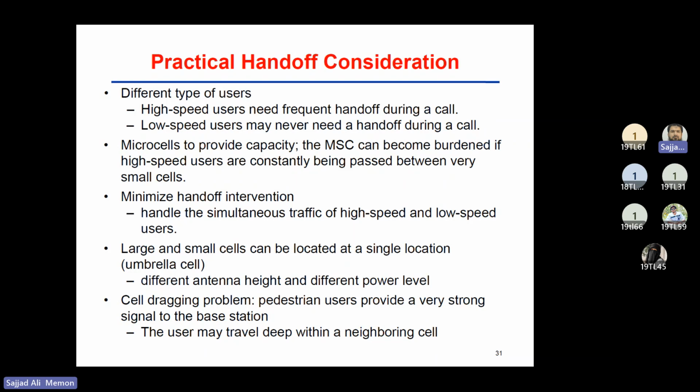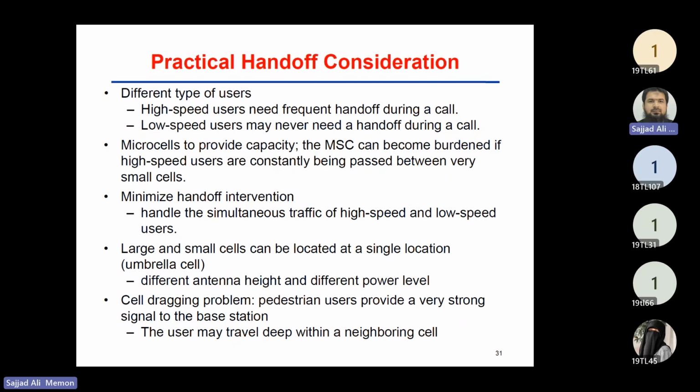Then we have different types of users. High speed users need frequent handoff during a call. Low speed users may never need a handoff during a call. Micro cells provide capacity. The MSC can become a burden if high speed users are constantly being passed between very small cells. So minimize handoff intervention, and handle the simultaneous traffic of high speed and low speed users.